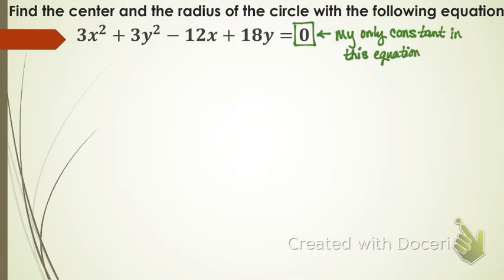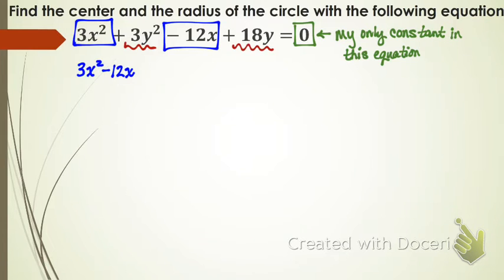I want to group my x's and my y's together. So I see I have a 3x squared and a minus 12x. So I'm going to put those side by side. 3x squared minus 12x. I'm going to group my y's side by side. Plus 3y squared plus 18y equals 0.